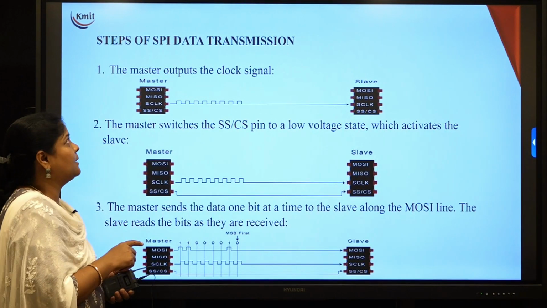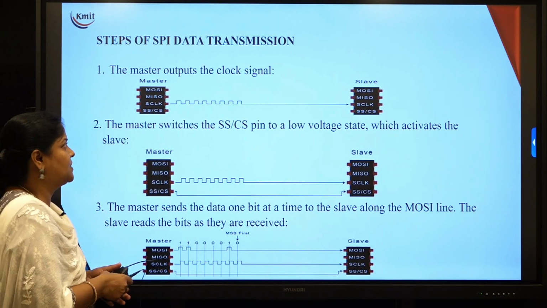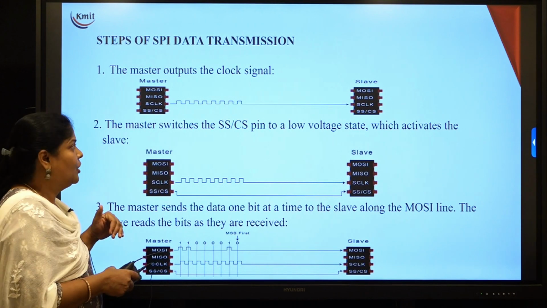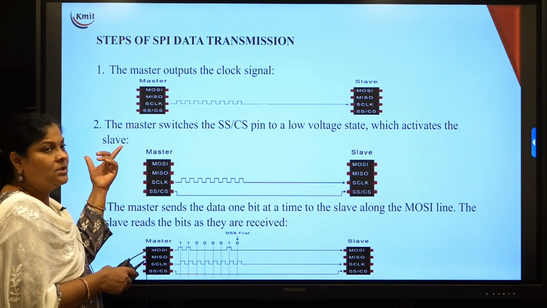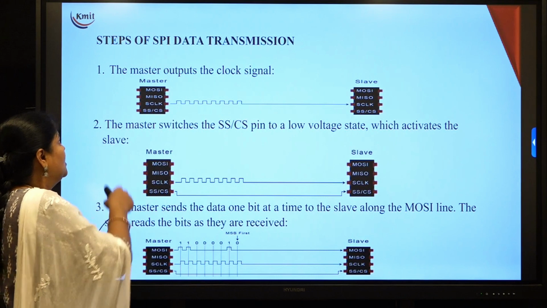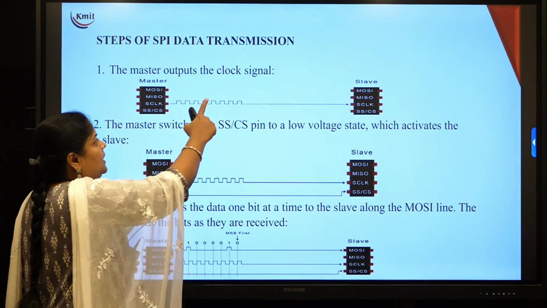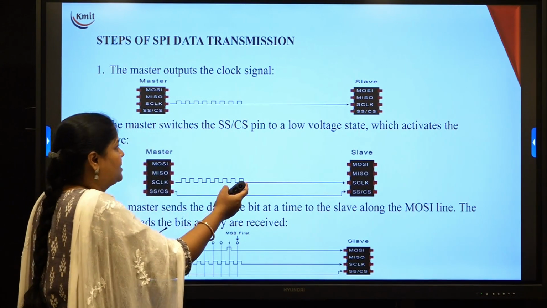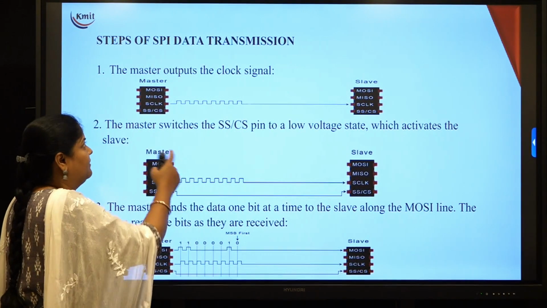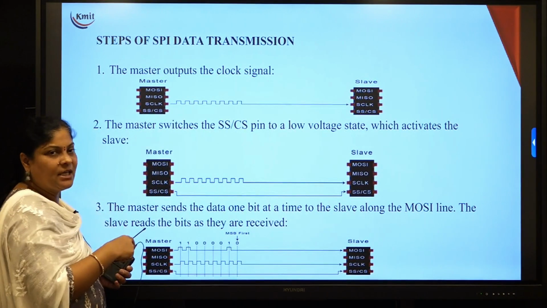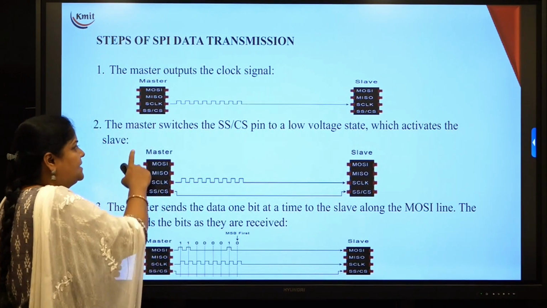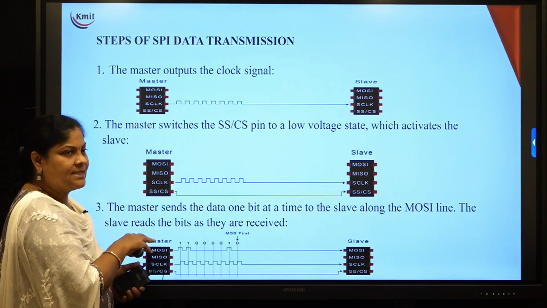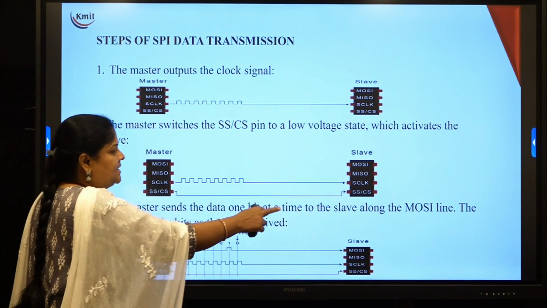Next, these are the steps of how SPI data transmission is done. It is the same thing, but you are learning it step by step. If you get a long answer question, you can choose the answer from this slide. The first step is that the master outputs the clock signal. The master always initiates the communication between one device and another. The figure here shows the master outputting the clock signal. Next, the master switches the SS or CS pin to the low voltage state, which activates the slave.